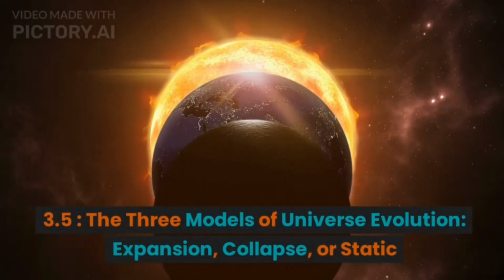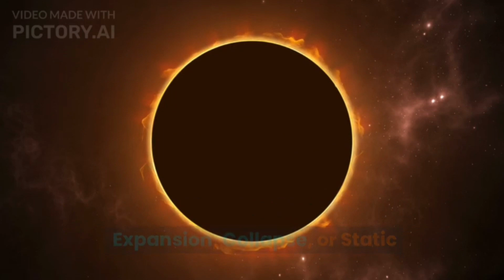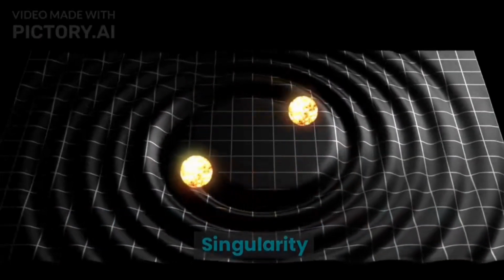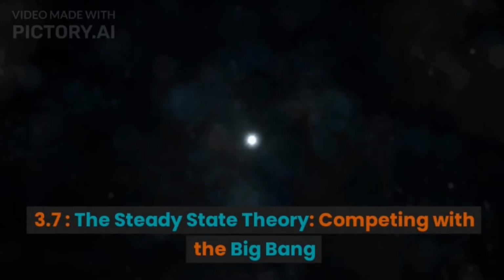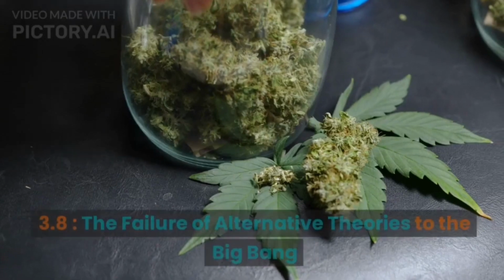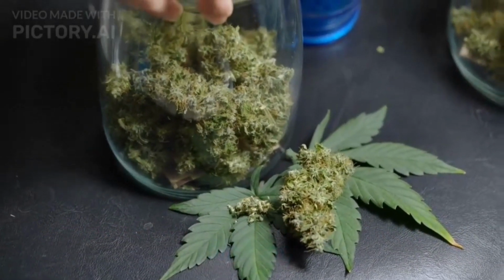3.5. The three models of universe evolution: expansion, collapse, or static. 3.6. Curvature of space and the Big Bang singularity. 3.7. The steady-state theory, competing with the Big Bang. 3.8. The failure of alternative theories to the Big Bang.